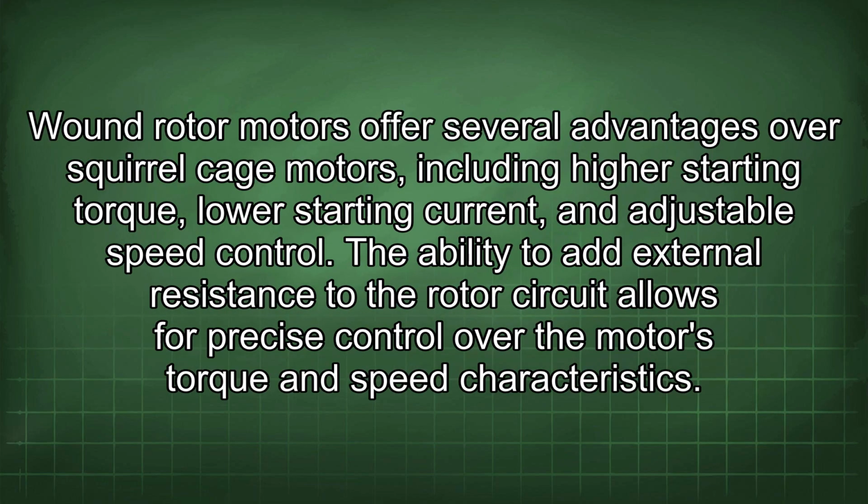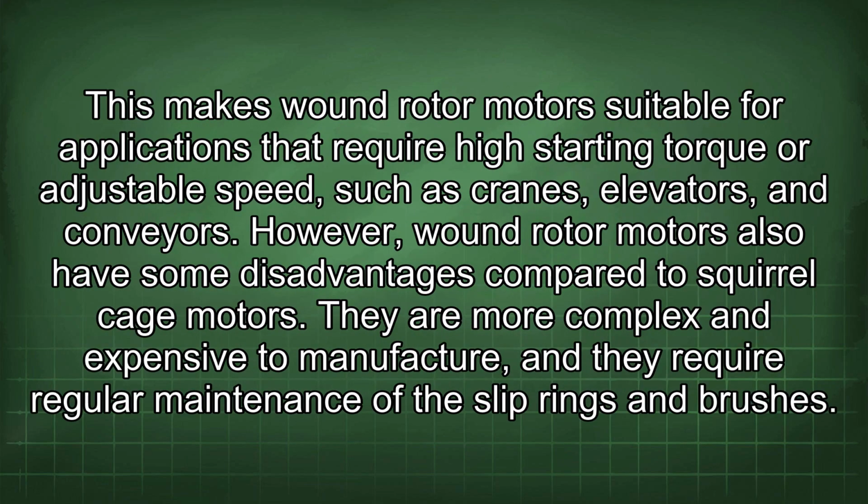Now, let's examine the benefits and drawbacks of wound rotor motors compared to square cage motors. Wound rotor motors offer several advantages over square cage motors, including higher starting torque, lower starting current, and adjustable speed control. The ability to add external resistance to the rotor circuit allows for precise control over the motor's torque and speed characteristics. This makes wound rotor motors suitable for applications that require high starting torque or adjustable speed, such as cranes, elevators, and conveyors.